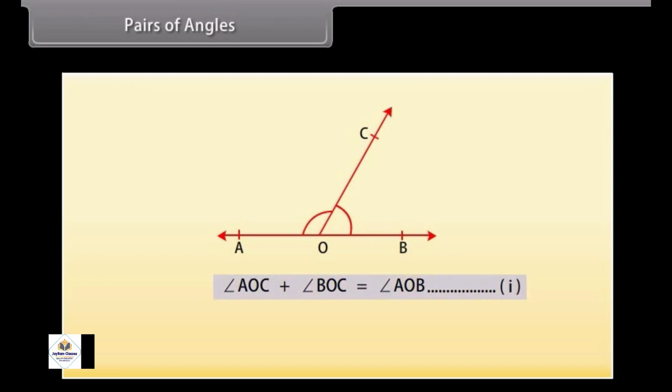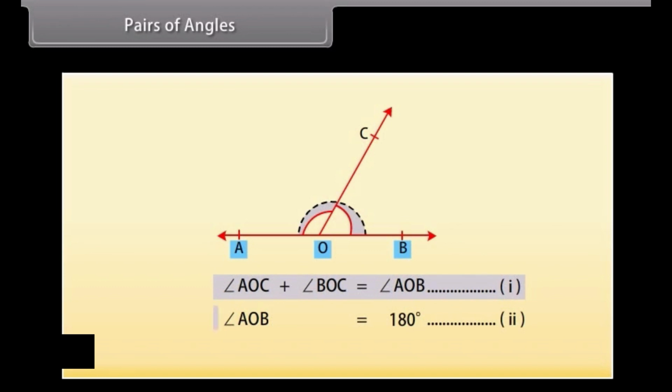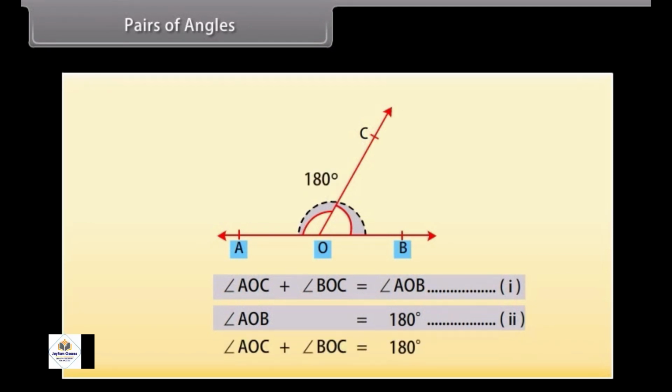Mark it as 1. The measure of angle AOB is 180 degree because it is a straight line. Mark it as 2. From 1 and 2 we can say that angle AOC plus angle BOC is equal to 180 degree because angle AOB is 180 degree. This gives an axiom. Let's go through it.